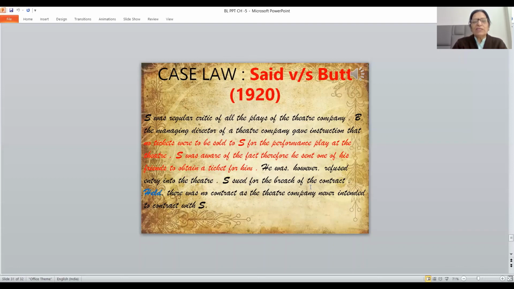Therefore, he sent one of his friends to obtain a ticket for him. He was, however, refused entry into the theatre. S sued for the breach of the contract. It was held in the court of law that there was no contract, as the theatre company never intended to enter into the contract with S. Because in this particular case law, there was a mistake as to the identity of the person contracted with. Because the theatre company never wanted to enter into a contract with S. So it is all about the entire classification of mistake.